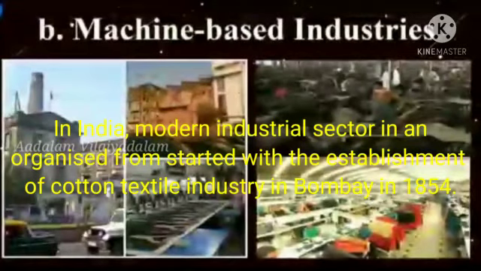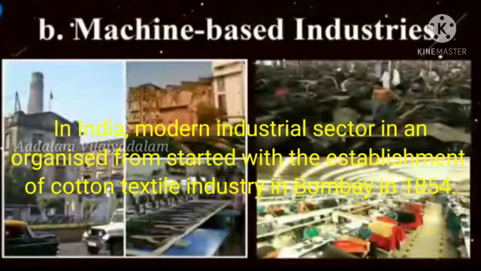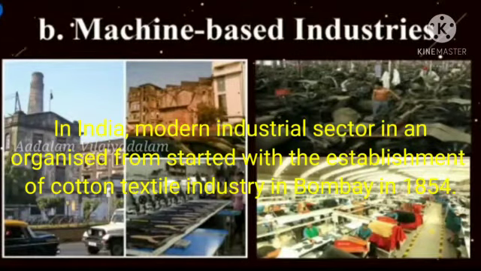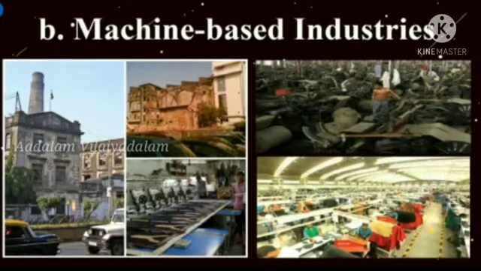Next is mission based industries. In India, modern industrial sector in an organized form started with the establishment of cotton textile industry in Bombay in 1854. In 1855, jute industry was started in the Hooghly near Calcutta. The first paper mill was started in Calcutta in 1870. The cotton mills were dominated by Indian enterprises and the jute mills were owned by the British capitalists.